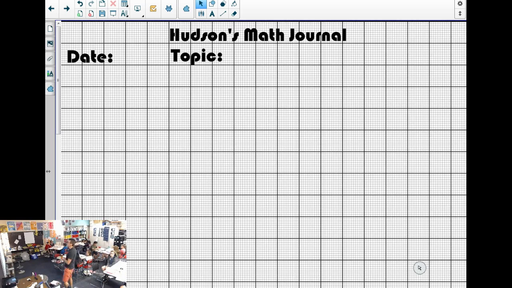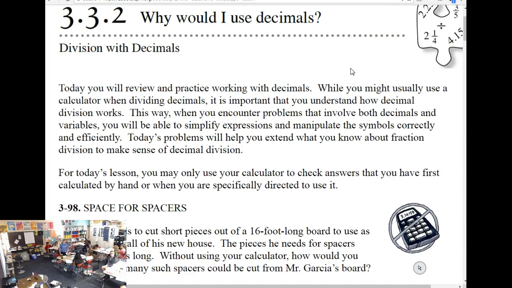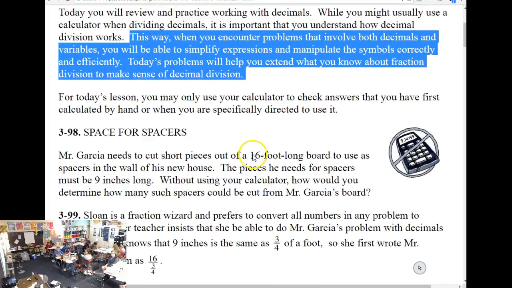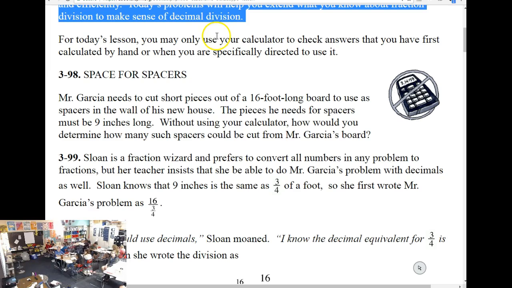All right, 3, 3, 2. Now we're going to keep trying to conceptualize what we're doing and make more sense of this. So please ask questions when stuff doesn't make sense. Notice the no calculator symbol. So if you have it out, put it away. Today we're going to review and practice working with decimals. While you might usually use a calculator, it's important that we know how not to use the calculator. On the state test, there is an entire section where you cannot use the calculator, so we want you to be comfortable with this. If you have a calculator, you can use it to check answers, that's it.